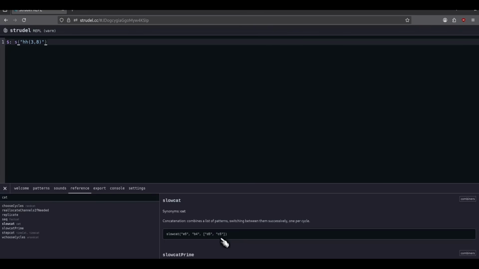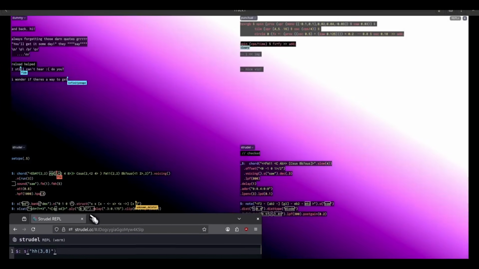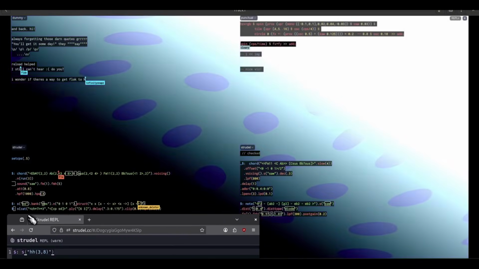And so this suggests that it's going to create a cycle of 3 different sequences. The first one will be an E5 at 1 cycle, the second will be B4 at 1 cycle, and the third is going to split that 1 cycle into 2 halves and evenly distribute it into D5 and C5. Let's go back to the jam and see if that cat function is still here.